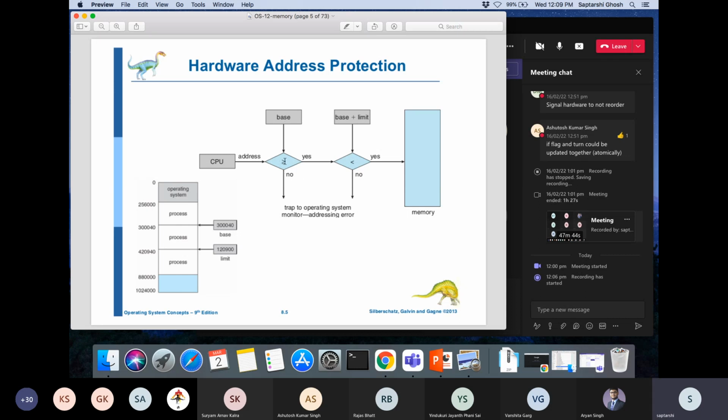If the address is higher than the base register value, then it is checked whether it is lower than base plus limit. If not, again an addressing error. Only if the address generated by the CPU lies between the value of the base register and the value of base register plus limit register, only then is it sent to the memory for access. So this is one early scheme of ensuring that multiple processes sharing the memory do not encroach on each other. But we will see better schemes as we go ahead.